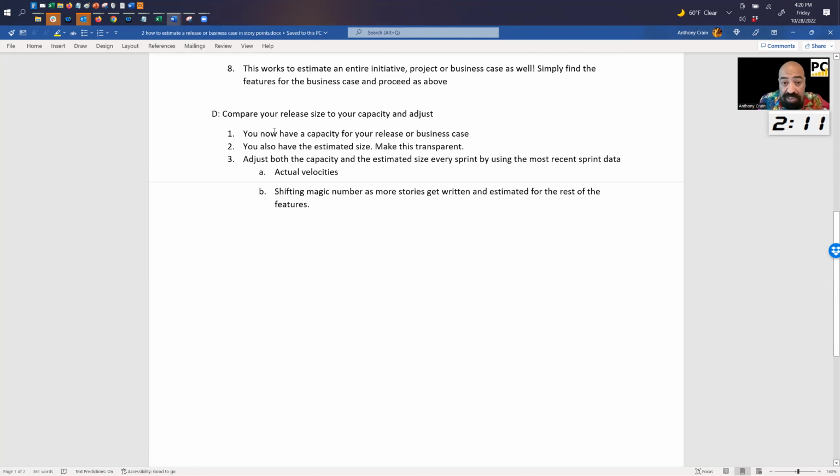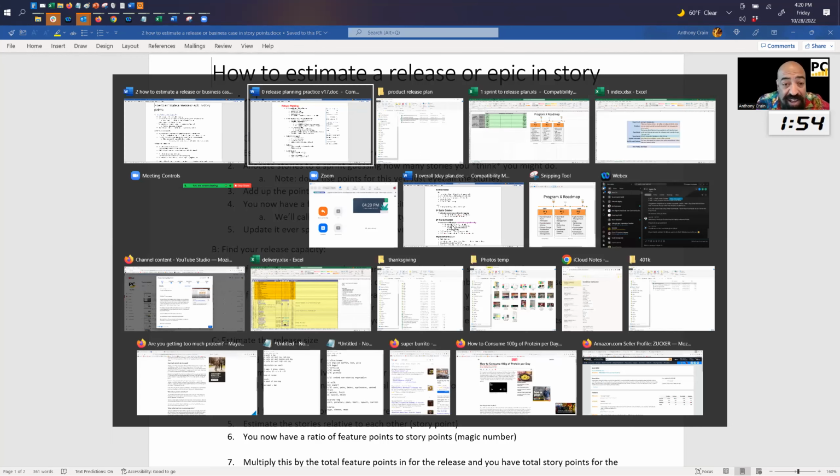So there's the last one, D, compare your release size to your capacity and adjust. Okay, so look at those 2 numbers. One was based on the business case and the amount of time we have. The other one is based on decomposing one feature and then using a ratio to calculate all the rest of them. Okay, so that's exciting. And is that everything I wanted to show you?